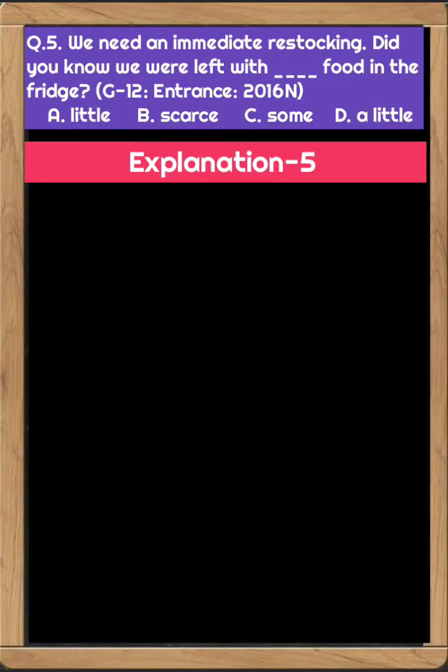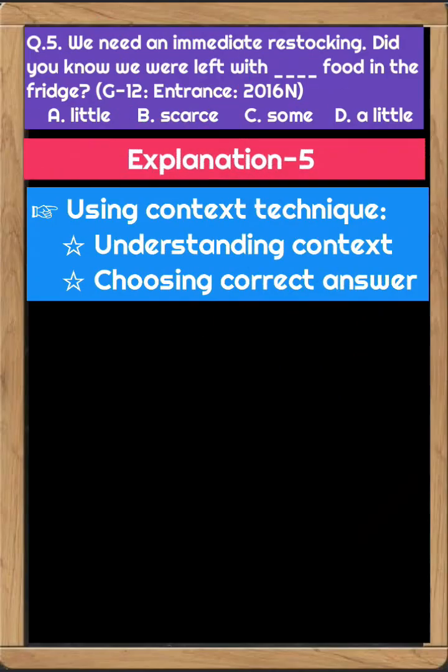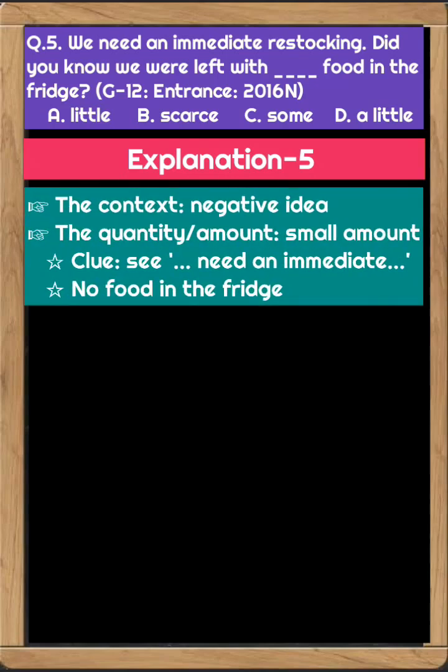Look at question number 5 on the screen. Have you seen? Well, this question can be answered using the context technique. That means understanding the given context and then choosing the correct answer based on it. The context talks about a negative idea, and the amount of the quantity is small. As a clue, look at the expression, we need an immediate restock. Restock means buying something and filling the fridge or store.